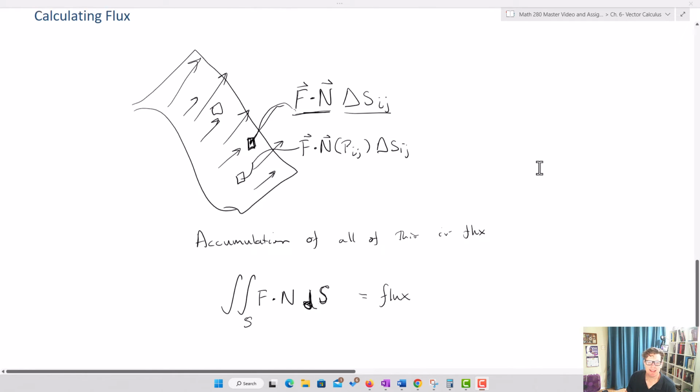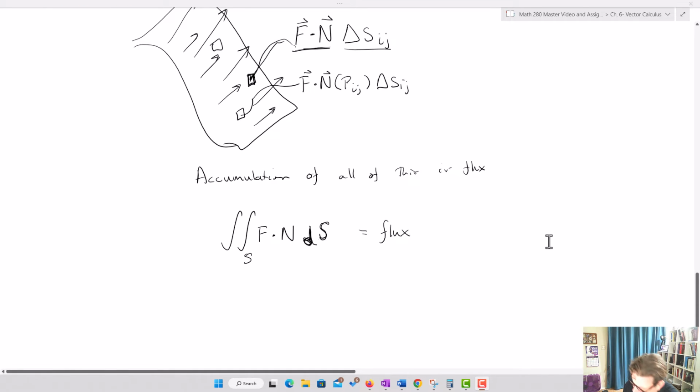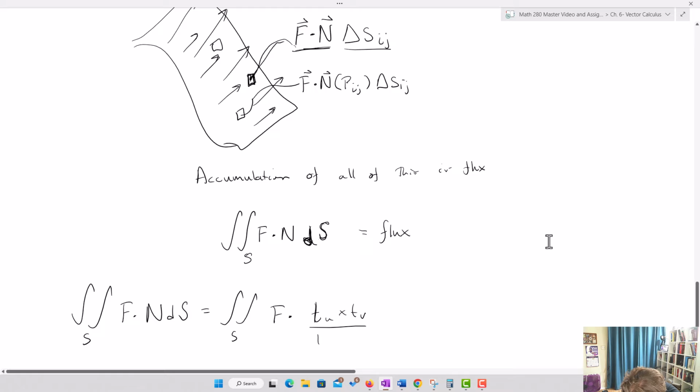All right, so this function right here, the double integral over the surface of F dot n dS, which is our flux, can be a little gnarly to integrate. It actually can be kind of wearying, in fact. So what we're going to do is simplify it. We're going to get the surface integral of F dot n dS. And we know that n is Tu cross Tv over the magnitude of Tu cross Tv, okay? And then this is dS.